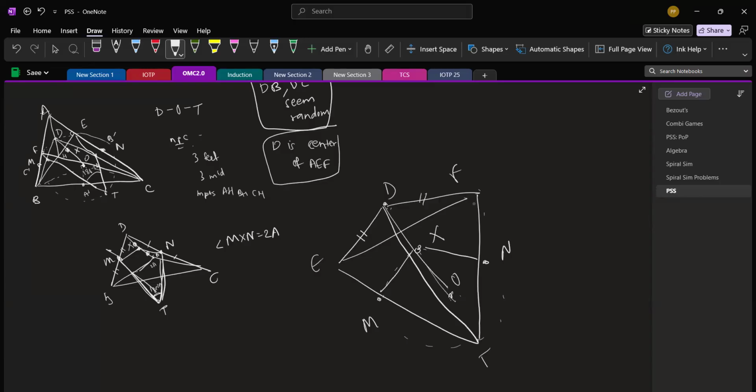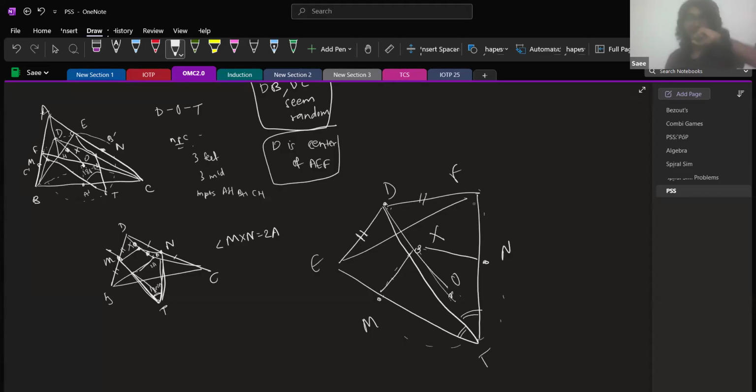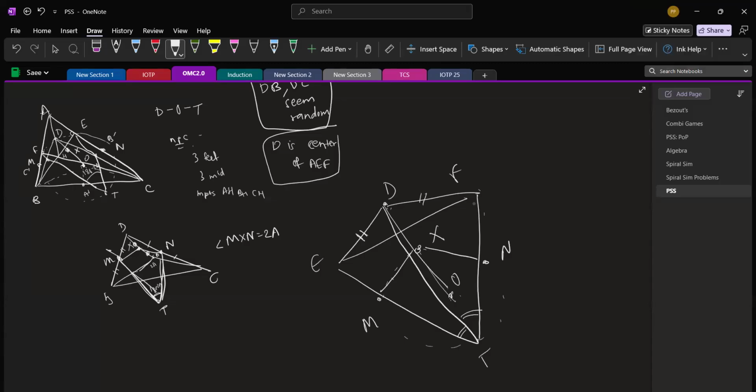Okay, so it's obviously a kite. It looks like an angle bisector, because these two angles are equal. And wait, would MX be equal to XN? Oh yeah, it is. MX equal to XN, because D is the midpoint. So these are also equal. We finished. Amazing. But how is MX equal to XN?